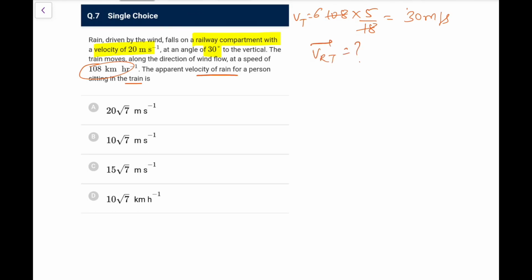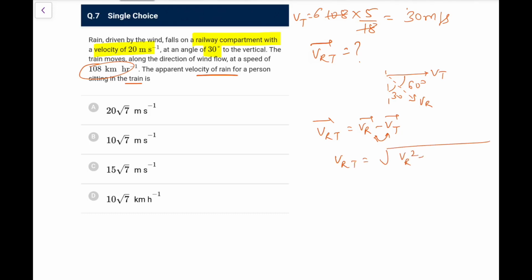Now velocity of rain is 20, at 30 to the vertical, and it is going in the wind flow in the direction of the train. So I can directly make out, if this is VT, the rain would be falling like this, vertical towards this direction, 30 degree. This is VR. So I can say the angle between them will be 60 degrees. So now VRT I know is equal to VR vector minus VT vector, and I know the angle between these two. So magnitude wise I can directly say that is equal to VR square plus VT square minus 2VR VT, and this angle is 60, so cos of 60 degrees.